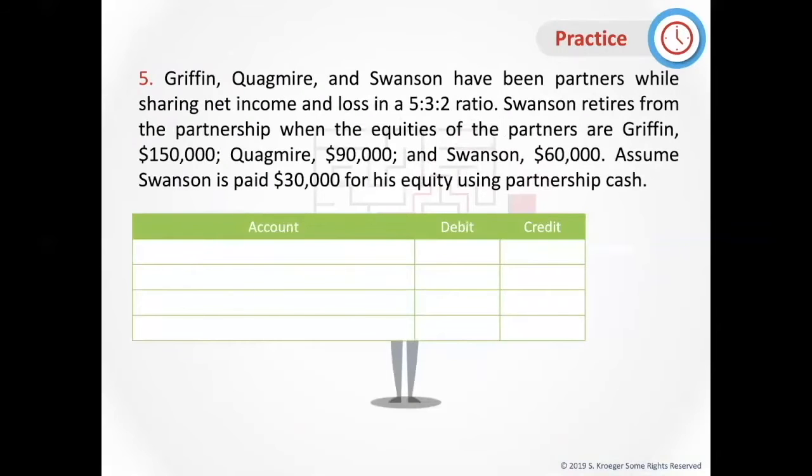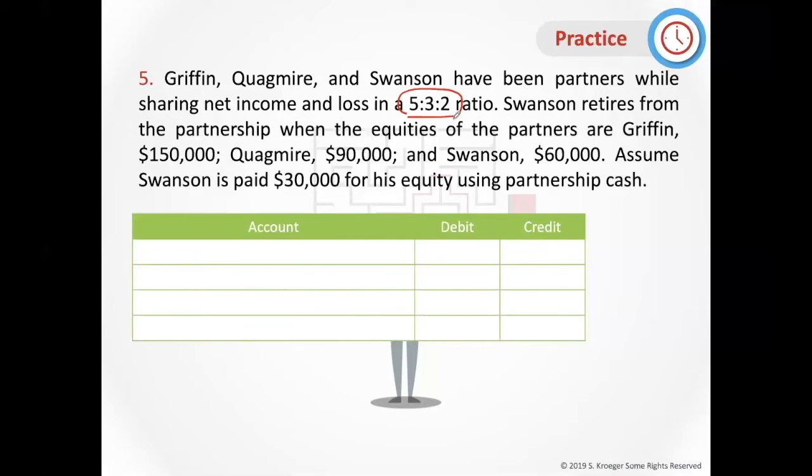We have Griffin, Quagmire, and Swanson who have been partners, and they share their income in a 5-3-2 ratio. What this means is that when you add it all up, 5-3-2, it equals 10. Griffin gets 5 out of 10, so half. Quagmire gets 3 out of 10, 30%. And Swanson gets 2 out of 10, 20%. It's just a different way of explaining this.